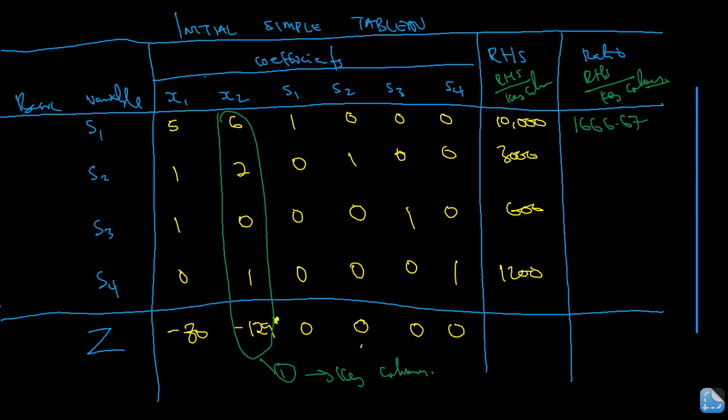3,000 divided by 2, we get 1,500. 600 by 0, nothing, so just leave it blank. And then 1,200 divided by 1, we get 1,200 still. Now have a closer look at your ratios.